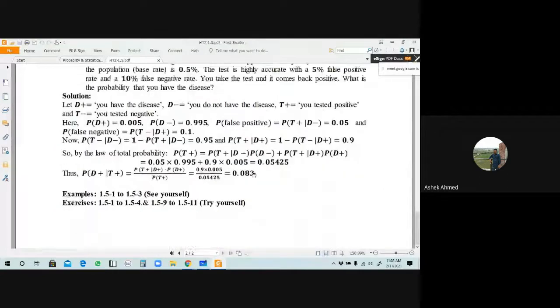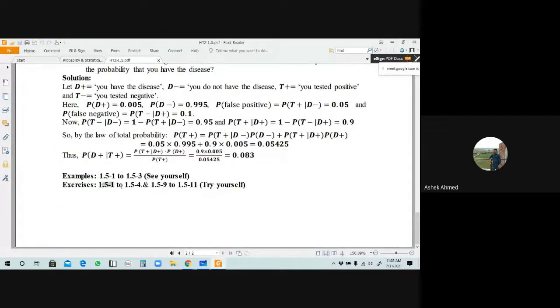Now you have to practice some problems from exercise 1 up to 4 and 9 up to 11 also.